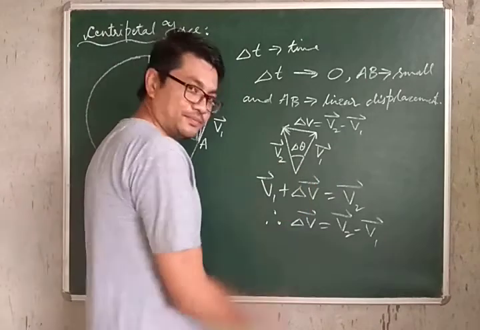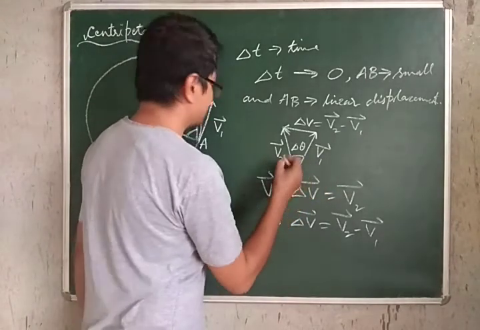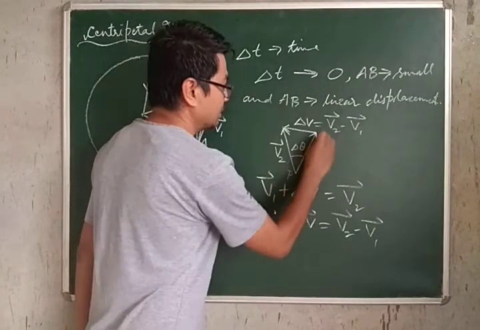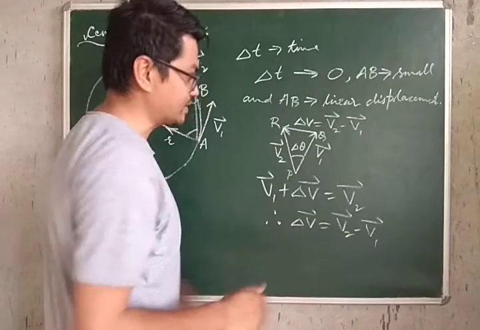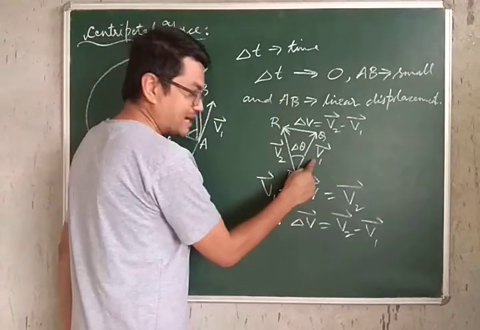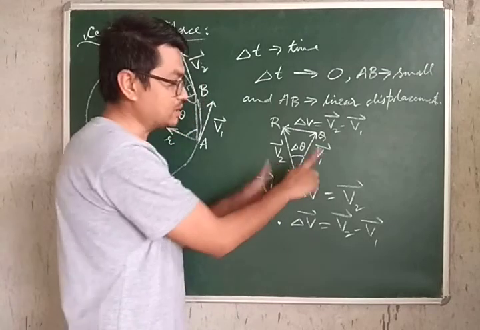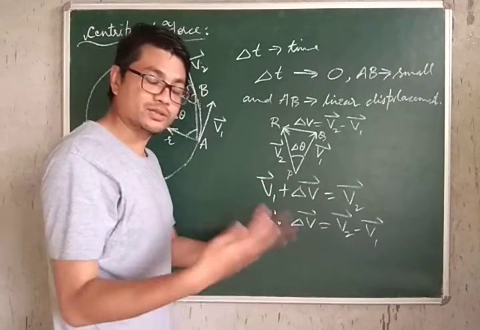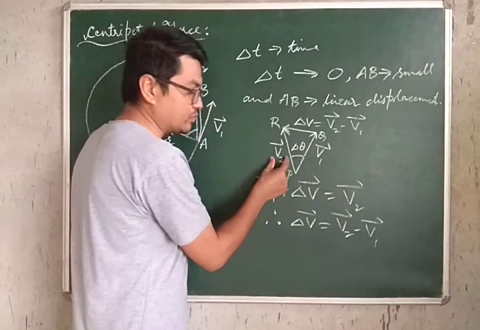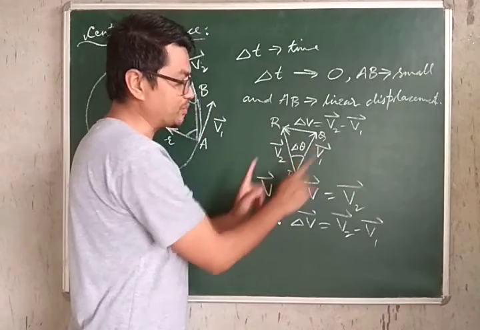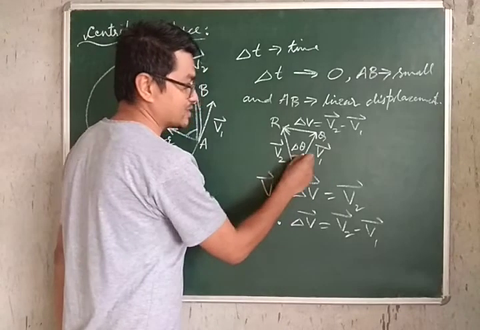Likewise, check this triangle. Let me name this triangle PQR. You only have to understand this, remember. The magnitude of v1 and the magnitude of v2 is the same because we are considering uniform circular motion. So the magnitude of v1 is v, and the magnitude of v2 is also v. So PQR also is an isosceles triangle, and the angle between v1 and v2 is delta theta.